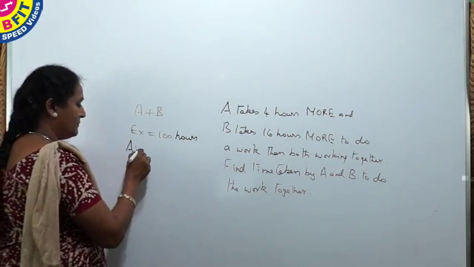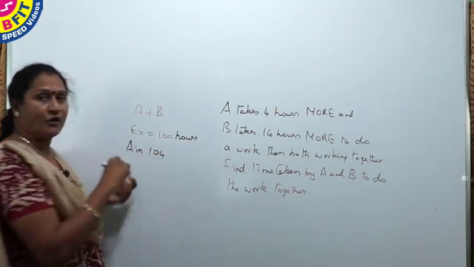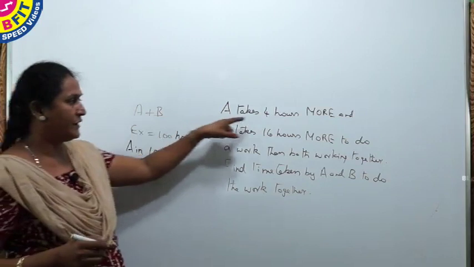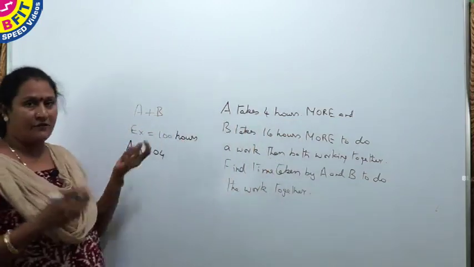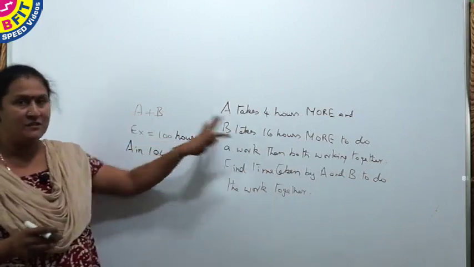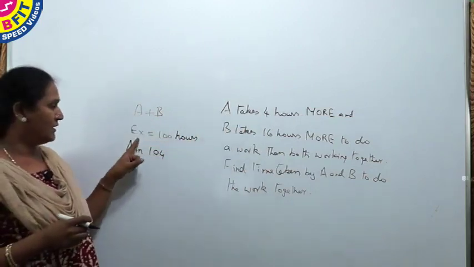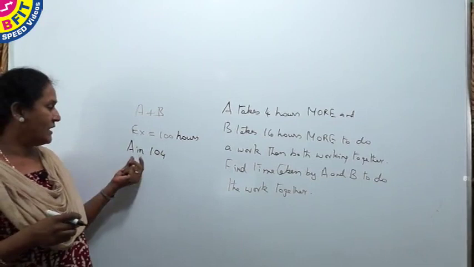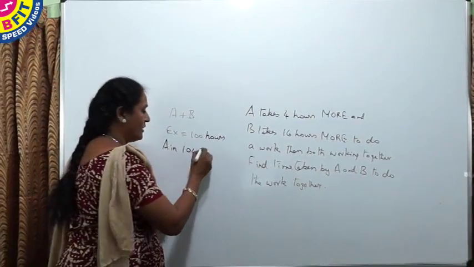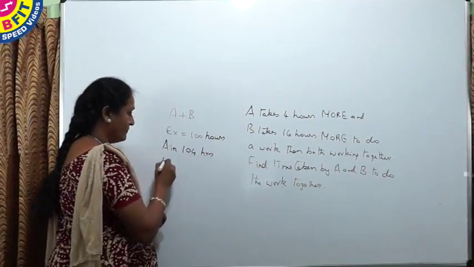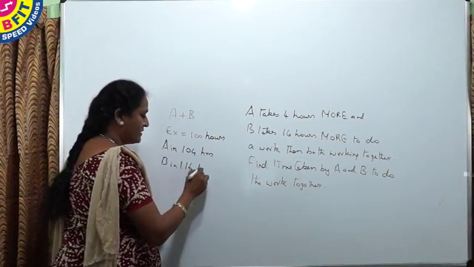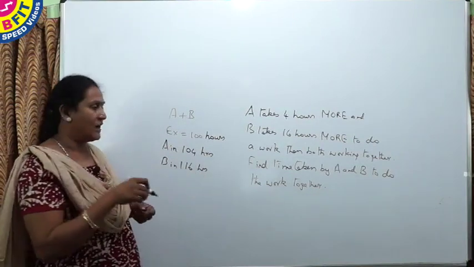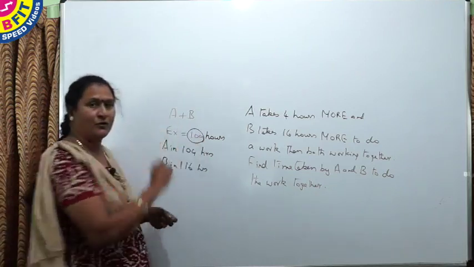A takes 104 hours to do a work. So A takes 4 hours more than both working together. If A and B together need 100 hours to do a work, A is taking 104 hours and B is taking 116 hours to do the work. So we are asked to find the time taken together.